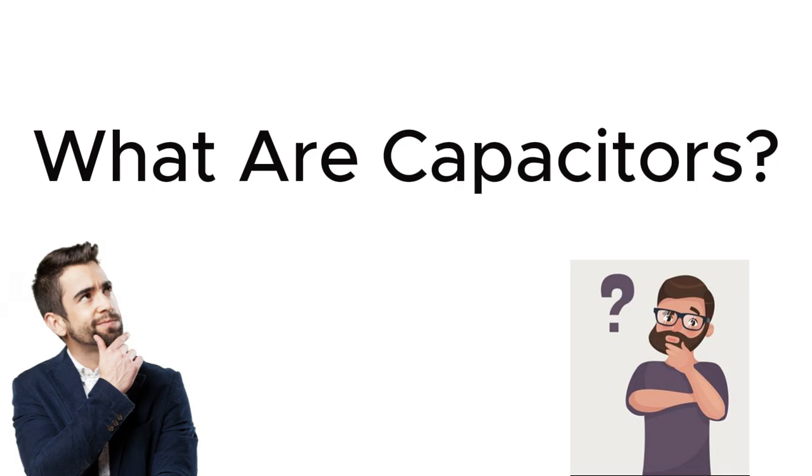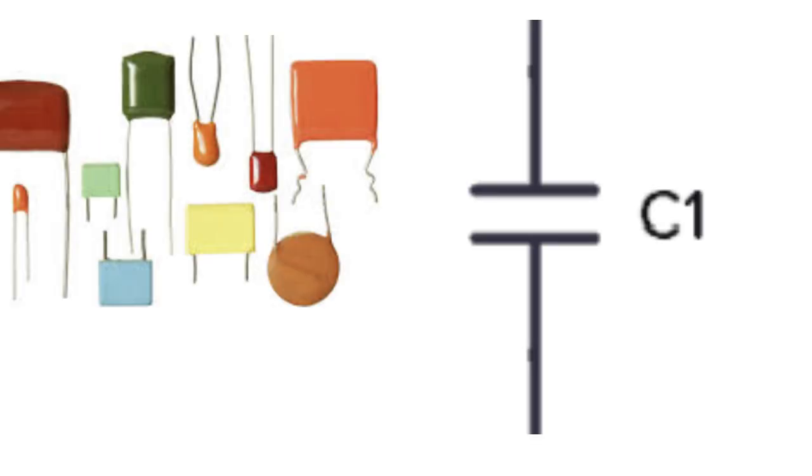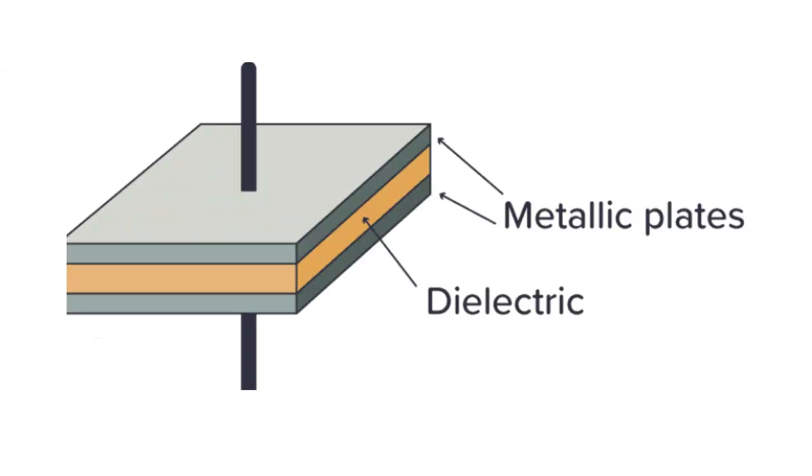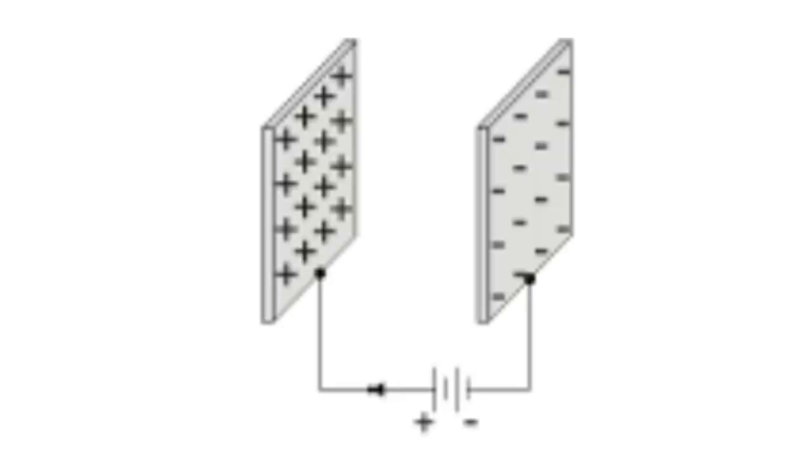What are capacitors? Capacitors are electrical components that store electrical energy. A basic capacitor is made of two conducting plates separated by an insulating material called a dielectric. When a voltage is applied across the plates, positive charge builds up on one plate and negative charge builds up on the other. Even though the plates are not touching, the electrical field between them is what stores energy.